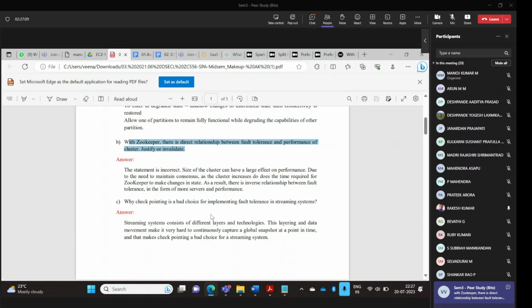Why is checkpointing a bad choice for implementing fault tolerance in a streaming system? What I understand from the checkpoint is, why do we do checkpointing in the case of fault tolerance? If something fails, when we recover after the failure, we find the last checkpoint. Till that last checkpoint, our work is saved, and after the checkpoint, everything will be lost. So this is one way to have recovery from failures.